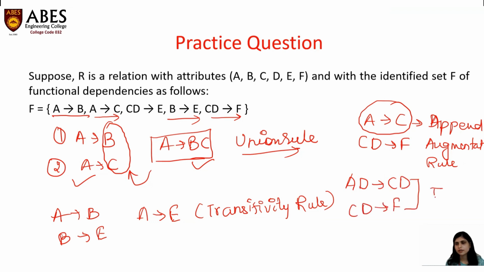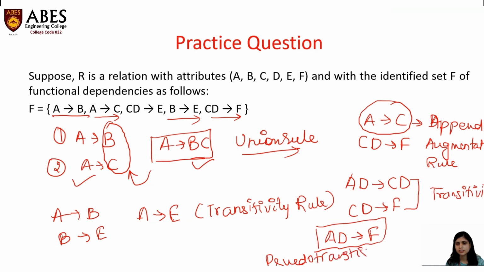Now, here we can see that through the transitivity rule, we can say that AD implies F. So this rule we have already studied. This is called pseudo transitivity. So through pseudo transitivity, we can imply that from AD we can determine F as well.